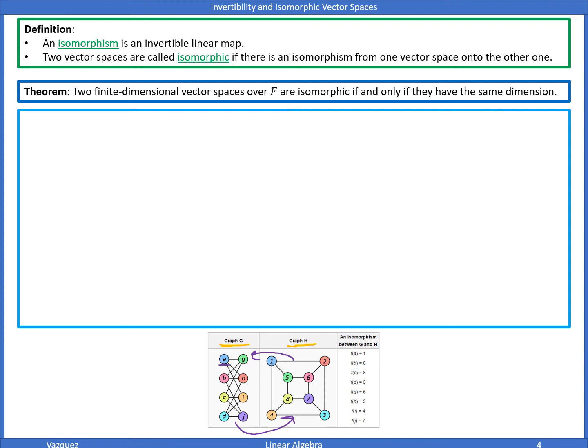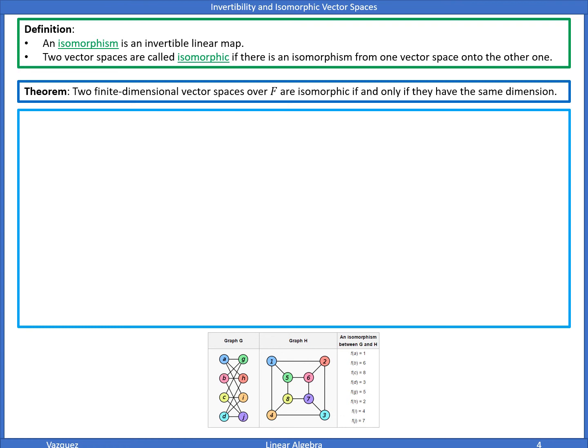So if we rename A as 1, as it shows over here, B as 6, C as 8, D as 3, and so on and so forth, we really get just the same graph. That's what an isomorphism is. So as you can probably imagine with linear maps, with vector spaces, two vector spaces should be isomorphic if and only if they have the same dimension. Now that may be intuitively clear, but the proof may not be, although again, pretty straightforward.